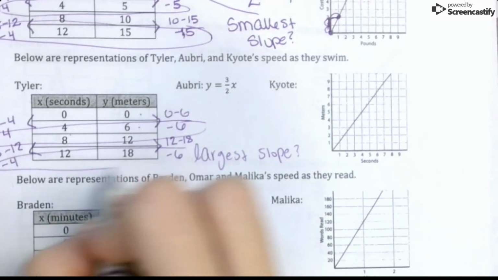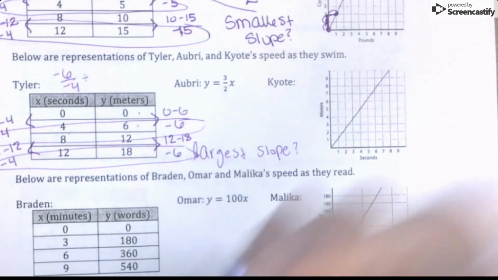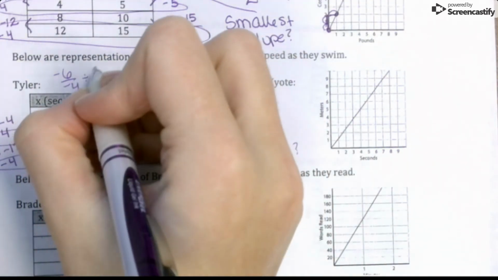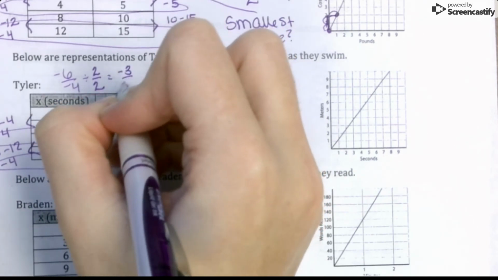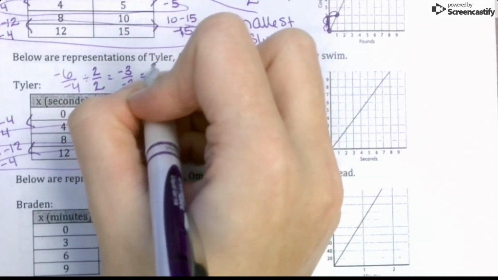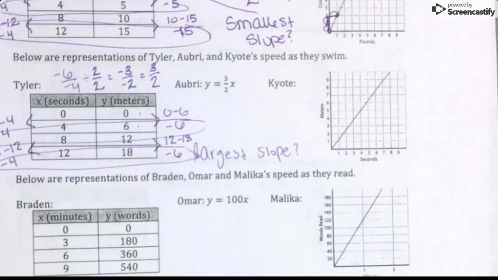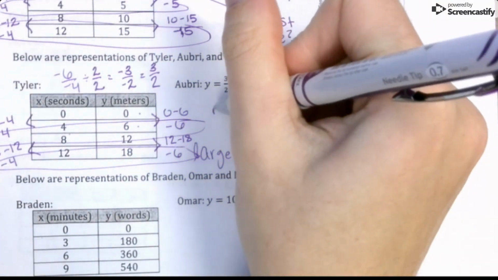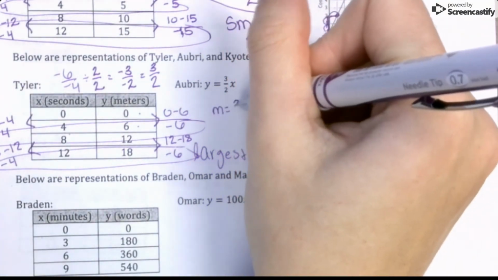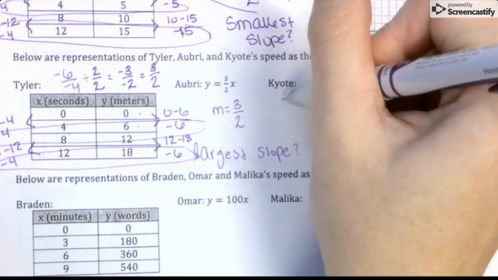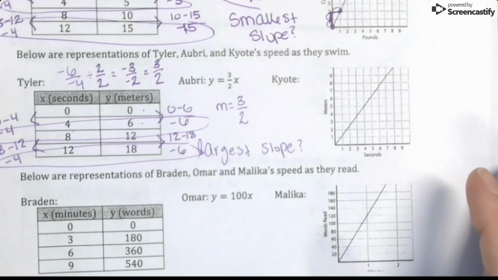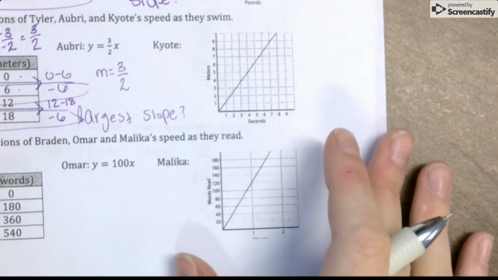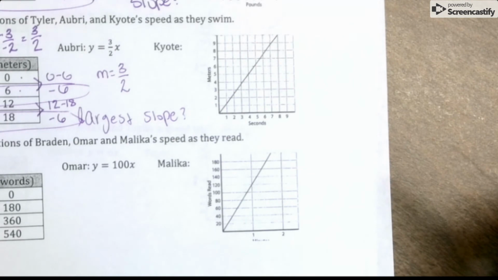Right side over left side. So we have negative 6 over negative 4. What can I divide 6 and 4 by? 2. Which gives me negative 3 over negative 2, which is a positive 3 over 2. What is Aubrey's slope? 3 over 2. And then we have Quixote, whatever his name is, his slope.